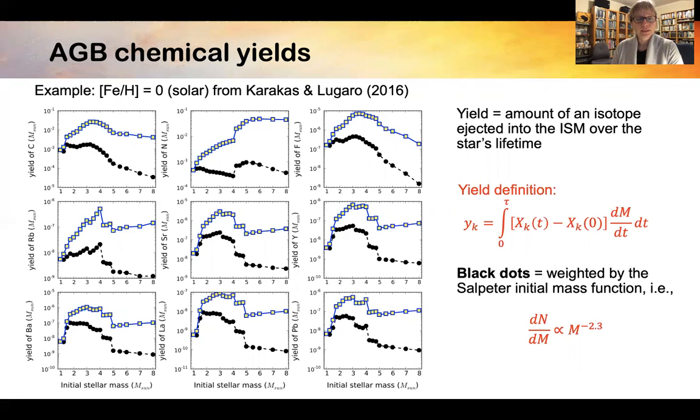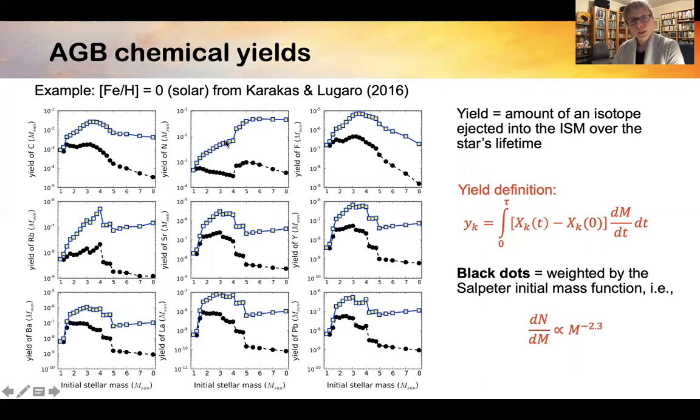These are AGB yields that I calculated. Here, this is for carbon, nitrogen, fluorine. I just have a few elements up to lead. And what do I mean by a yield? So this is a yield in solar masses as a function of initial mass. Let's just focus on this plot first. So the yield is the amount of an isotope ejected into the ISM, interstellar medium, over the star's lifetime. This is the definition in mathematical language.